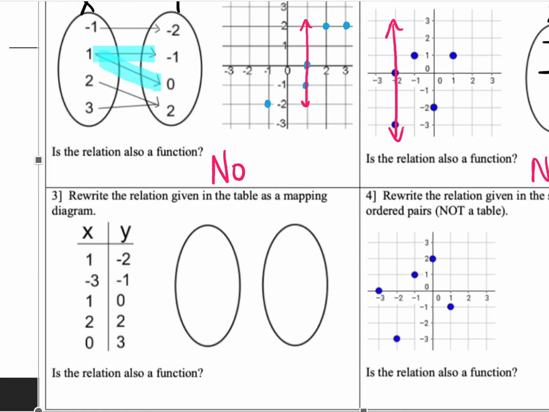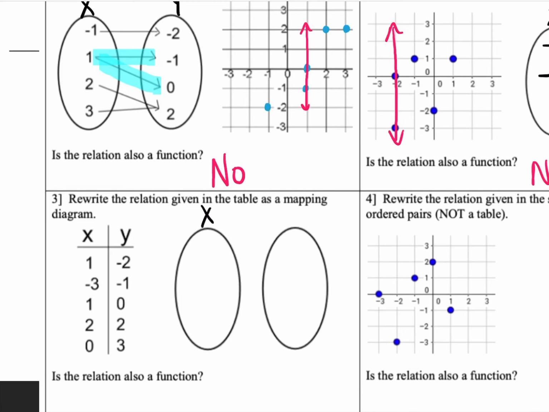In number 3 here, we have a table and we're asked to write it in a mapping diagram. So we have our x's on the left, our y's on the right. If I notice in my table, we have our x's of 1 and 1 actually repeat. So keep that in mind when translating that to the mapping diagram. I like to go with my x's in my mapping diagram from the smallest to the largest. So I notice I have a -3 first, and that goes to a -1.